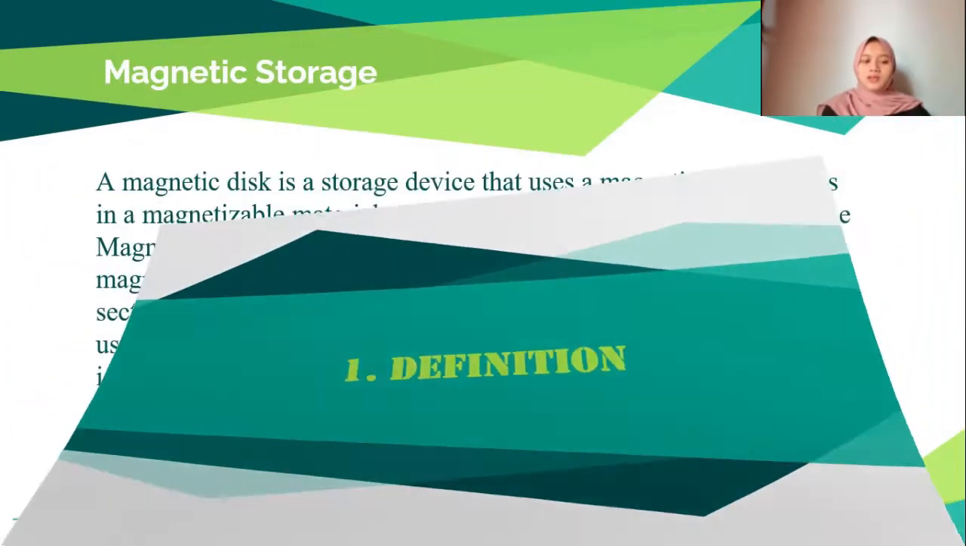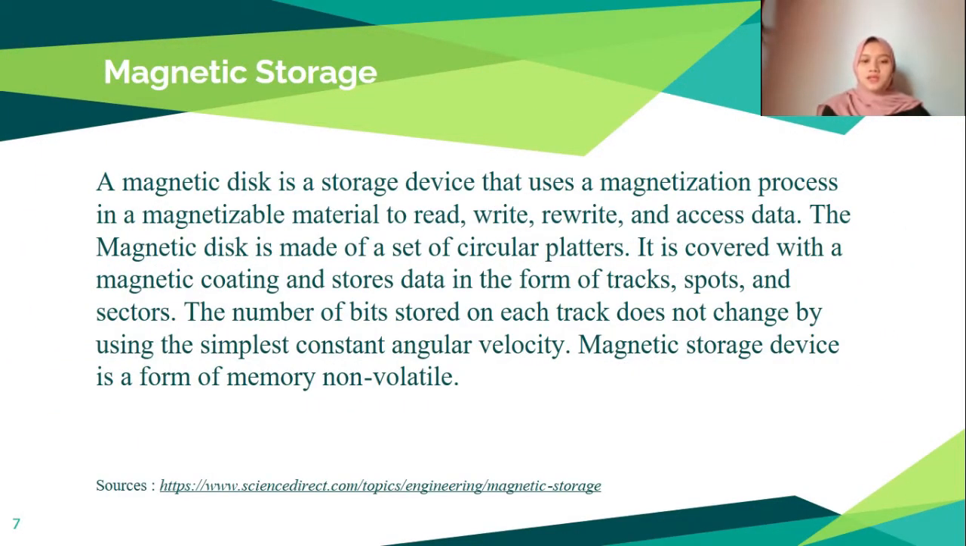Magnetic storage is a storage device that uses a magnetization process in a magnetizable material to read, write, rewrite, and access data. The magnetic disk is made of a set of circular patterns. It is covered with a magnetic coating and stores data in the form of track, spot, and sector. The number of bits stored on each track does not change by using the simplest constant angular velocity. Magnetic storage device is a form of non-volatile memory.